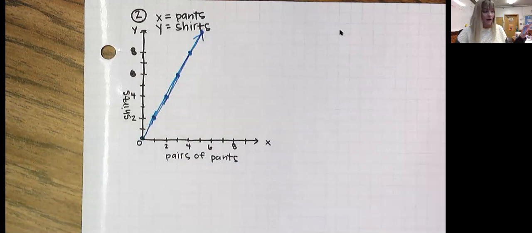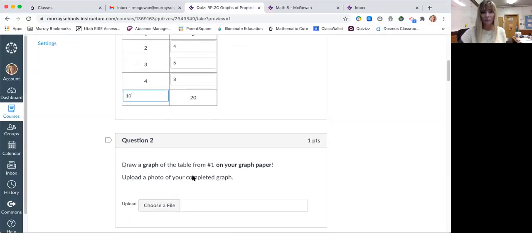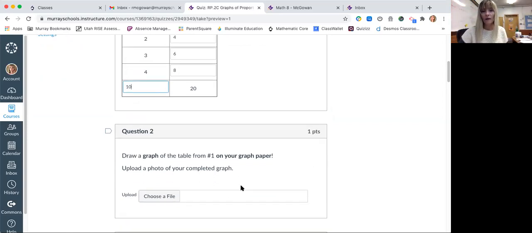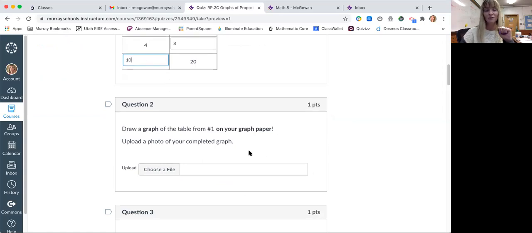Okay, so what happens next? Well, take a look at number 2. Number 2 asks you to take a picture of it. So you are going to take a picture of every graph as you go here. So question 2 says draw a graph on your paper and then upload a photo. So you'll hold this up and show in your camera just that, take a picture of that, upload your photo of graph number 2, okay? And that means you won't see an accurate score when you're done. I'll have to go through and grade those pictures. I want to see your graphs.